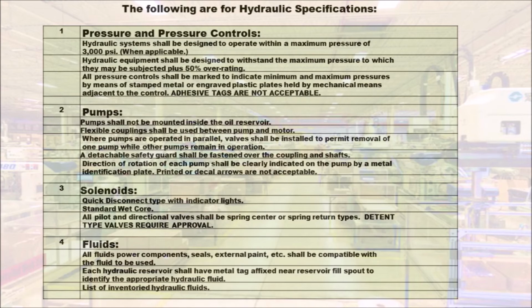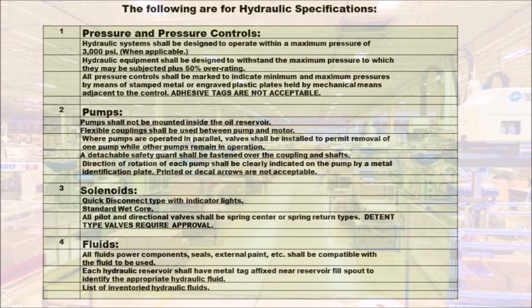Pumps. Pumps shall not be mounted inside the oil reservoir. Flexible couplings shall be used between pump and motor. Where pumps are operated in parallel, valves shall be installed to permit removal of one pump while other pumps remain in operation. A detachable safety guard shall be fastened over the coupling and shafts. Direction of rotation of each pump shall be clearly indicated on the pump by a metal identification plate.